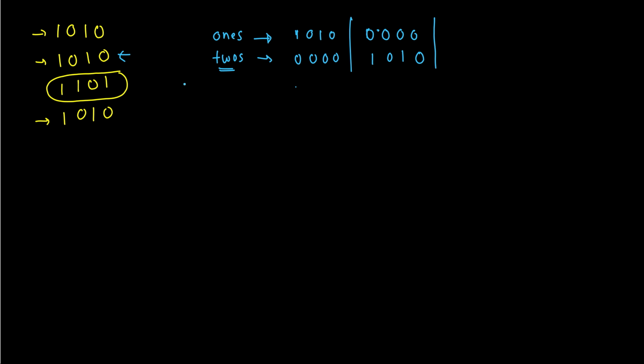Then in the third iteration, we have to see which has occurred once. This has occurred once. This has occurred twice, so this would be 0. This has occurred once, and this has occurred 3 times, so it should also be 0. So 3 times is equivalent to 0 for us. We only need to find the number which occurs once. So we have to reset everything if it occurs 3 times.